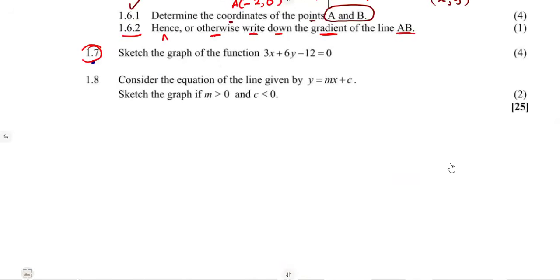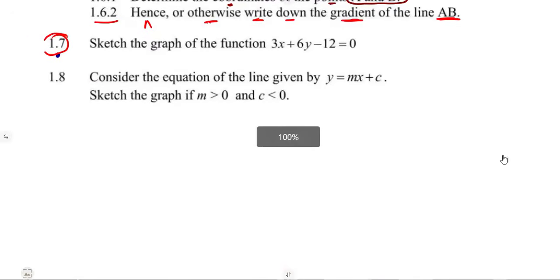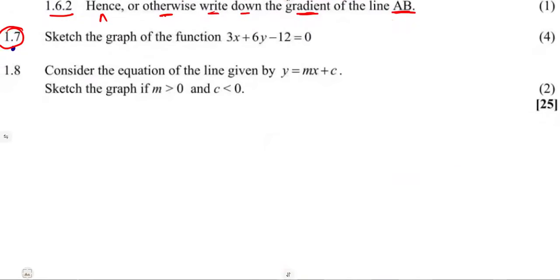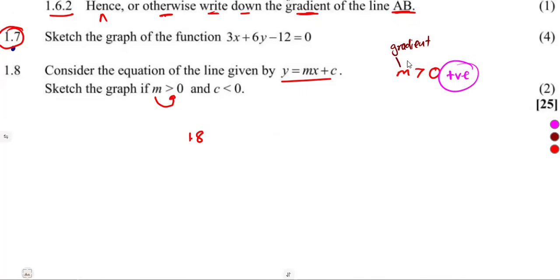All right. 1.7, that's 1.8 now. Consider the equation of the line given by y is equal to mx plus c, which is, we are dealing with what? A linear function, okay? Consider that. Sketch the graph if m is greater than 0. What are they trying to say there? m is greater than 0. Remember, m represents the gradient. So they are saying the gradient must be greater than 0. Values greater than 0 are referred to as positive. So if the gradient is positive, a line is increasing, remember, like this.